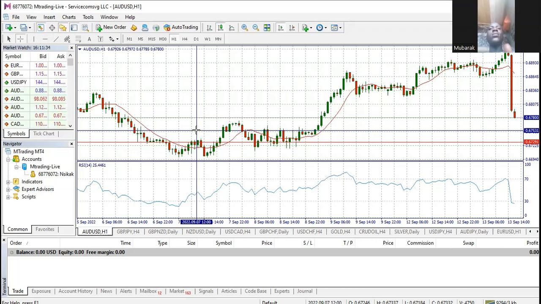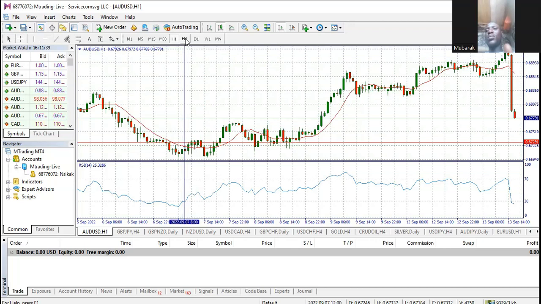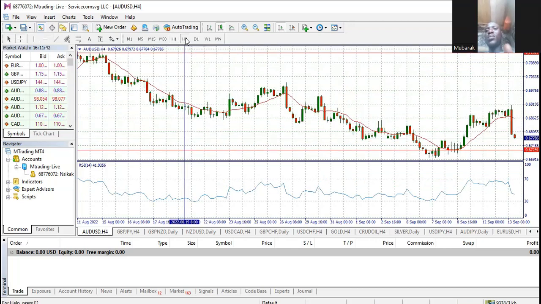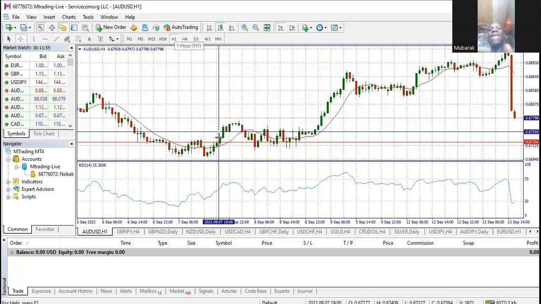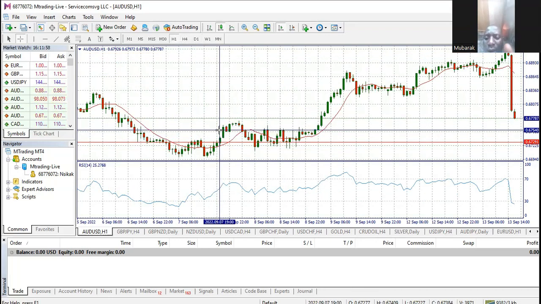Then from here, we could start considering a bullish move. That region is a support region. Around what region? Let me show you. Here, okay, 0.6754. I expect this bearish move to end there.